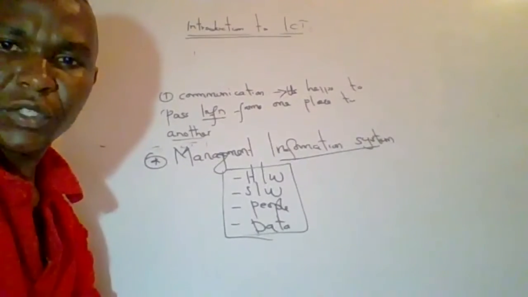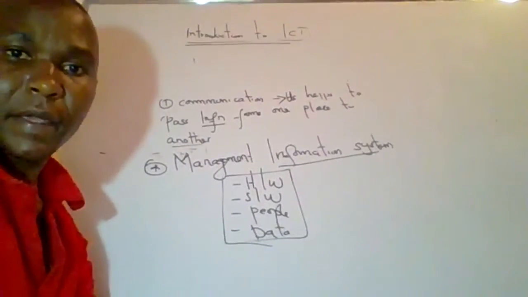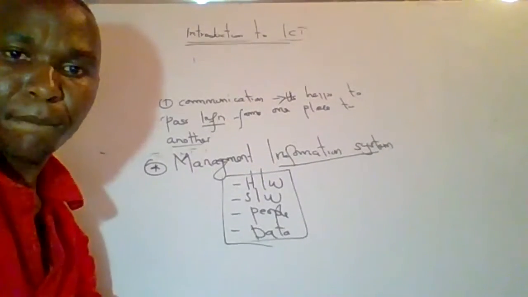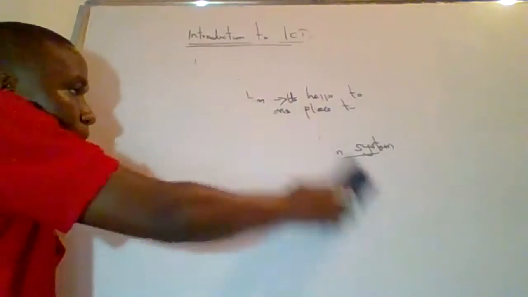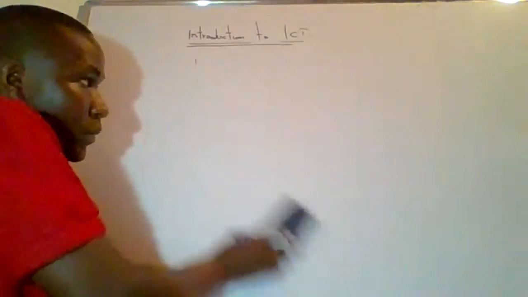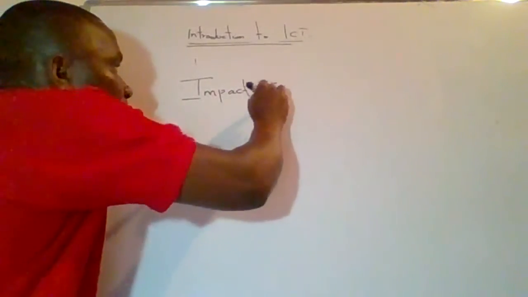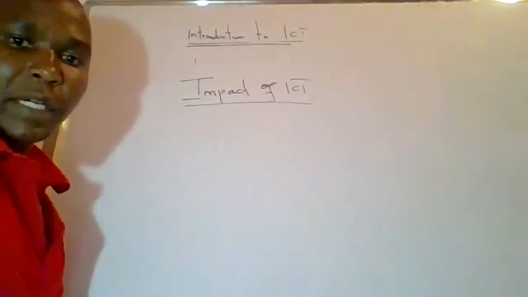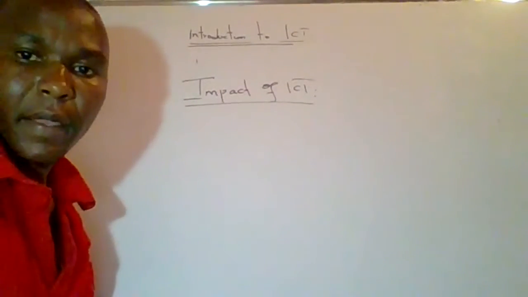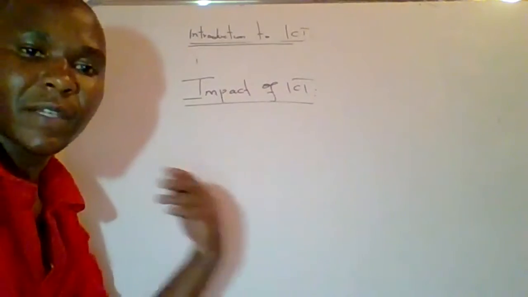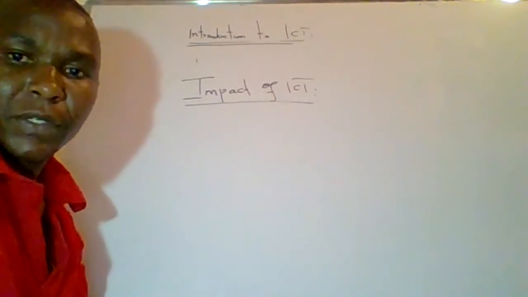So this is again a repetition. Economic efficiency, positive and negative. So to see the impact of ICT. ICT has positive and negative impact. So impact is the result. What is the result of this ICT, or the returns? So to answer, the positive impact.